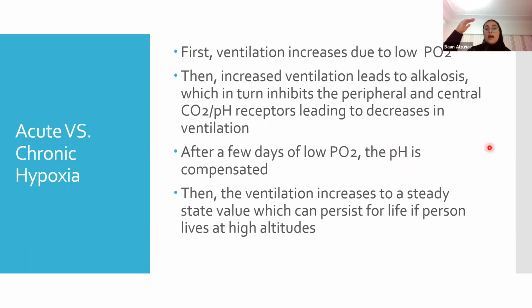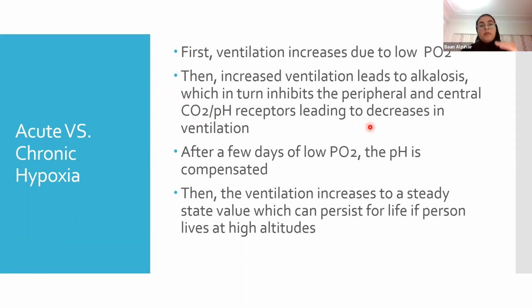So in the beginning, it was high. We have hyperventilation due to oxygen being low. And then as you're breathing in more oxygen, you're breathing out more CO2. And we don't want to decrease the CO2 in the body because that would lead to alkalosis. Alkalosis will inhibit the peripheral and central chemoreceptors. And that's going to decrease ventilation. That's acute. That's what happens when you have acute hypoxia.